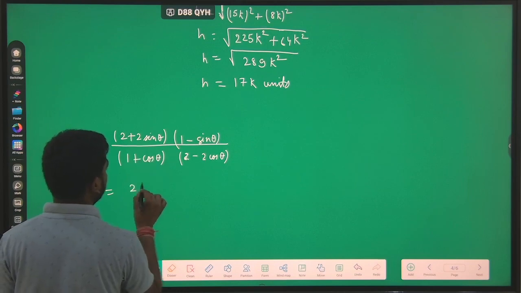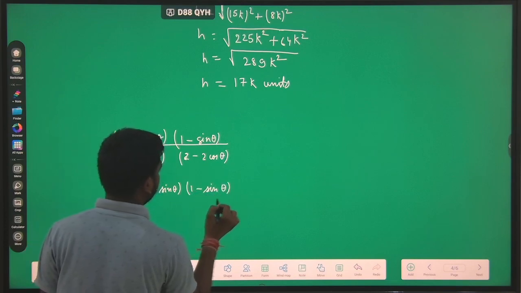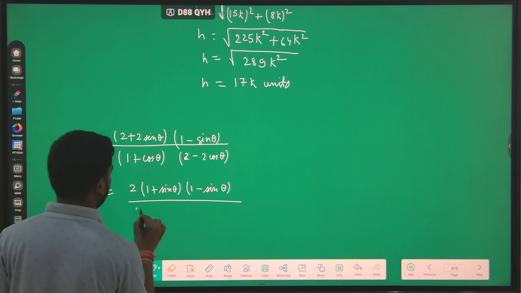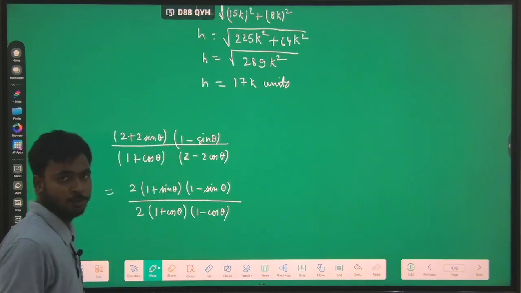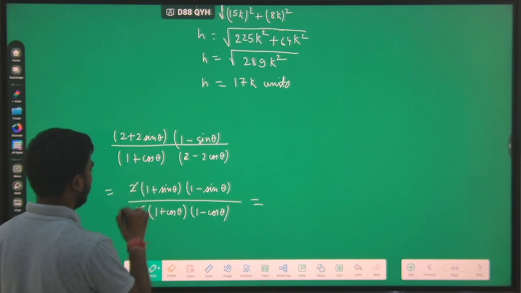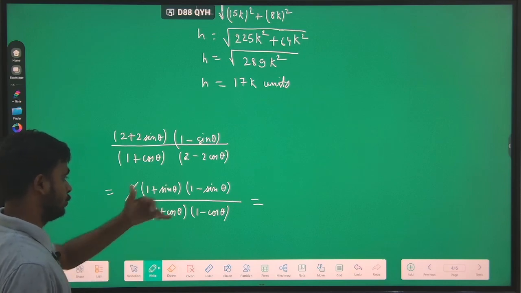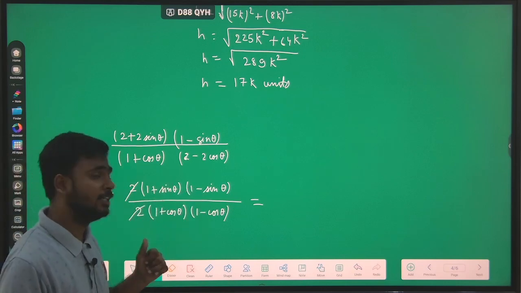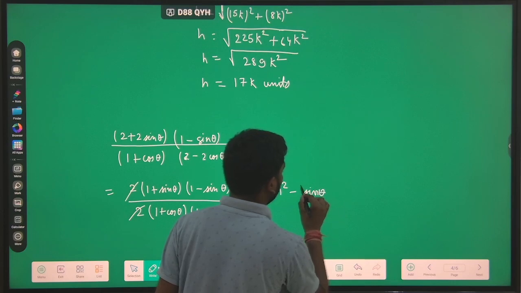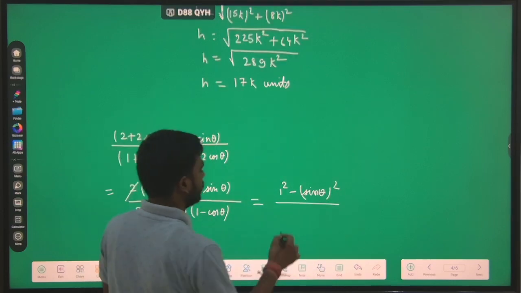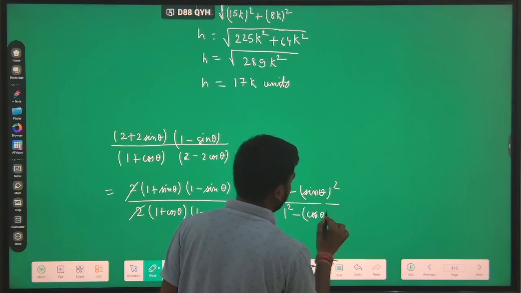Here 2 can be taken as common, 2 into 1 plus sine theta into 1 minus sine of angle theta, whole divided with, here 2 can be taken as common, 2 into 1 plus cos theta whole divided with 1 minus cosine of angle theta. Okay. So, this 2 and 2 will be cancelled. 1 plus sin theta into 1 minus sin theta will be a plus b into a minus b, which is a square minus b square. So, a is 1. So, 1 square minus sin of theta to the power 2 whole divided with 1 plus cos theta into 1 minus cos theta, which is 1 square minus cos theta to the power 2.